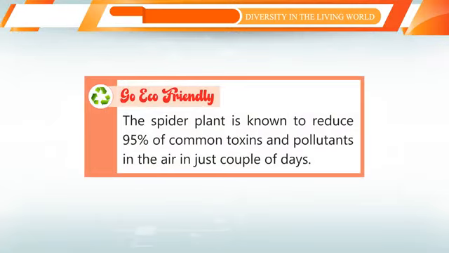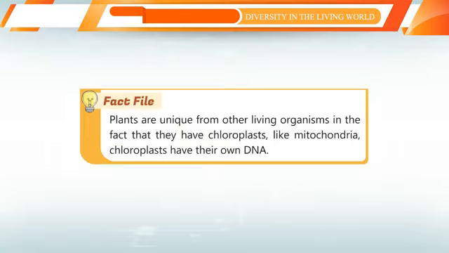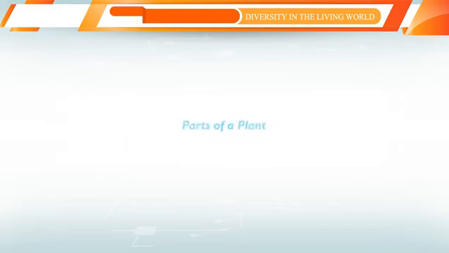Go green, be friendly. The spider plant is known to reduce 95% of common toxins and pollutants in the air in just a couple of days. Fact file. Plants are unique from other living organisms in the fact that they have chloroplasts, like mitochondria. Chloroplasts have their own DNA.